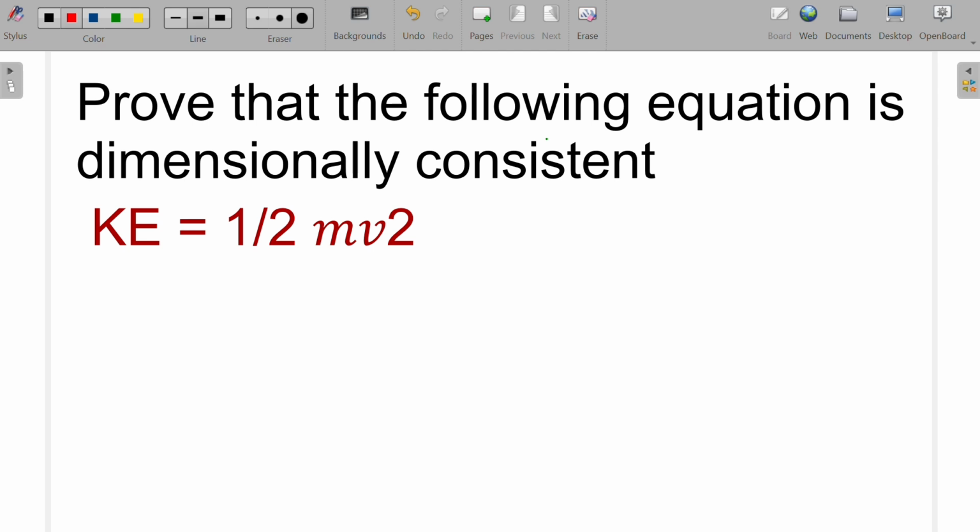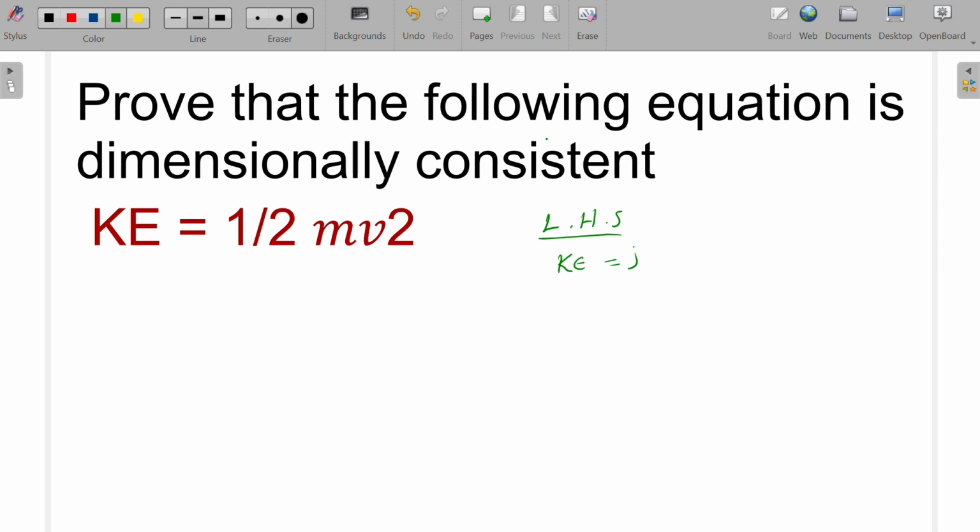Let's start with the left-hand side. So we'll say left-hand side, we'll represent it by that. On the left-hand side, we have kinetic energy. Kinetic energy is measured in joules. Energy is measured in the units of joules. It can be kinetic energy, potential energy, work energy. Any form of energy is measured in joules.